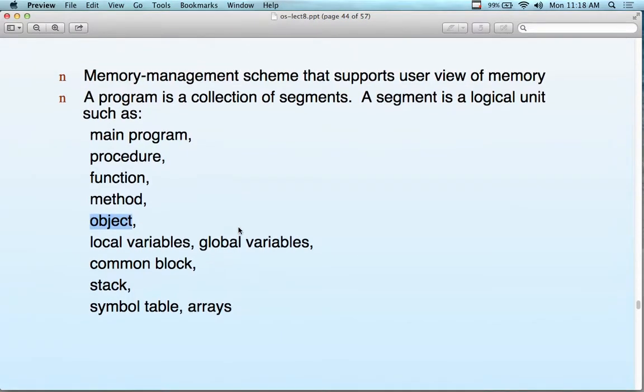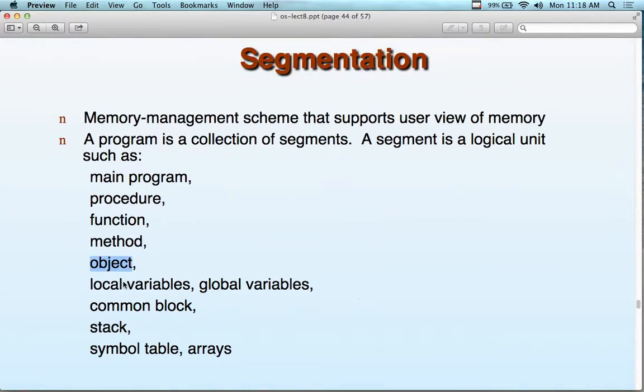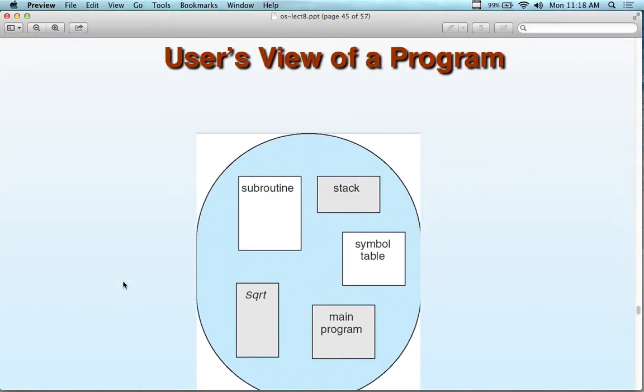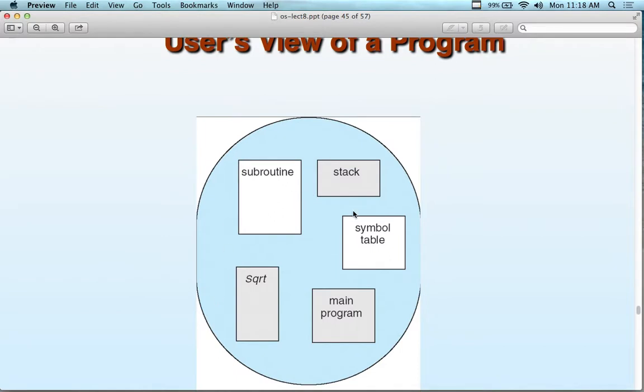It can be done in a Windows operating system. It can be done stack allocated as well. It doesn't have to be done dynamically, and it doesn't have to be done only in Java. So segmentation is a concept that spans multiple different types of operating systems and environments. So here's the user's view of the program, where we have the subroutine, a stack, a symbol table, main program. Here's a function, so a square root function out here.